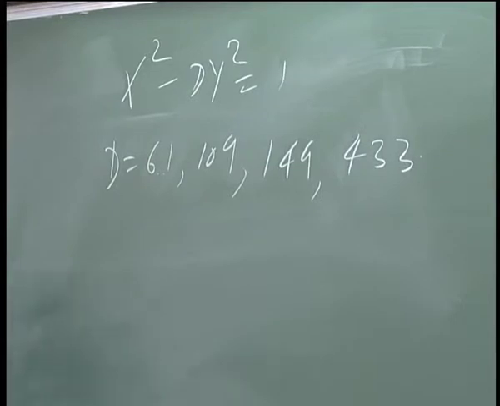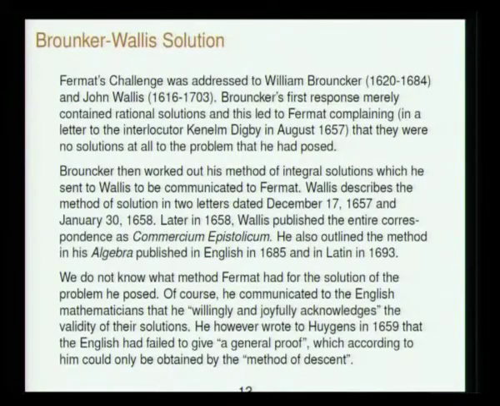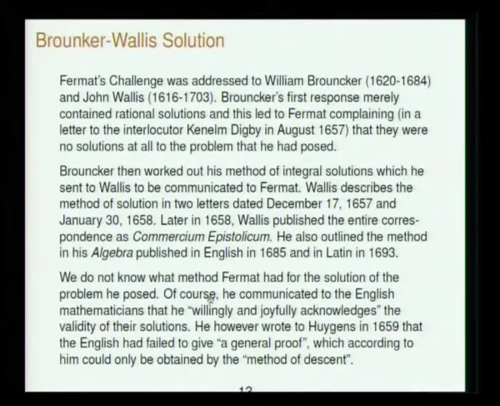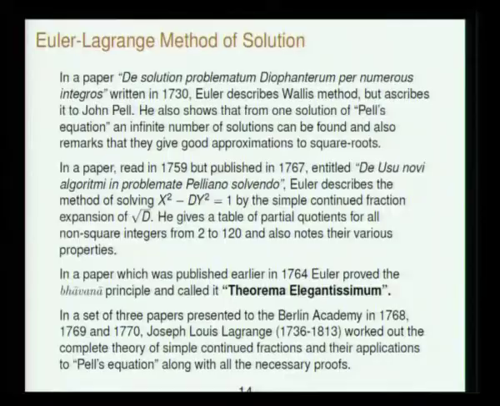So the solution was communicated by Brouncker and Wallis in letters, and then Wallis published all this in 1657 in Latin, and later on he wrote a famous book on algebra in 1685 where this solution was put in. It is one of the earliest science books in English, Wallis's algebra, written in 1685. Now Fermat of course wrote to the English mathematicians saying that he willingly and joyfully acknowledges the validity of their solutions, but privately he complained to his friend Huygens that they had cheated, they had not given him a general proof that they were asking, and he said this proof must be based upon the method of descent.